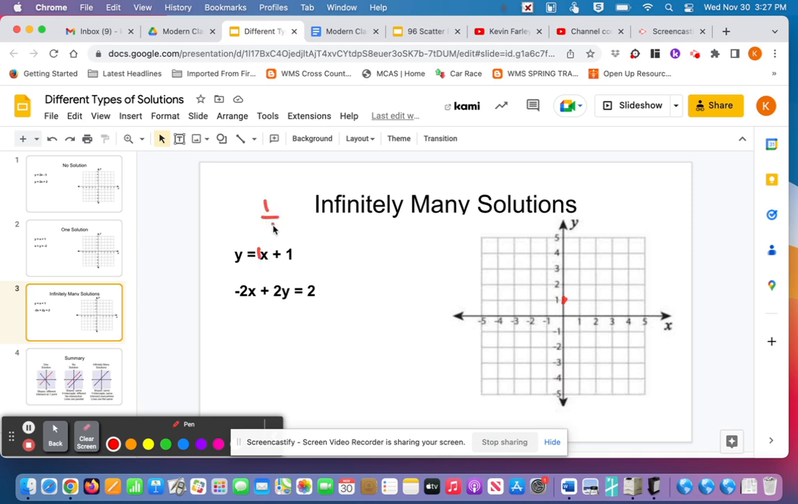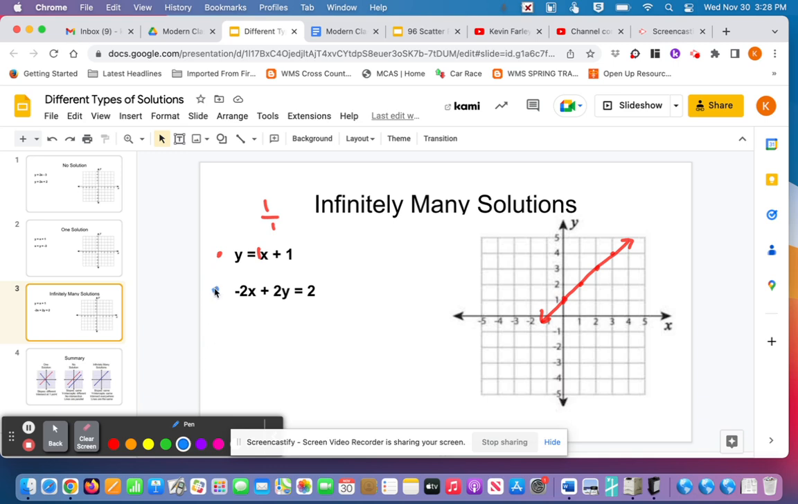Slope of 1 means 1 over 1. Rise 1, run 1. Rise 1, run 1. Do that and make your line. There it is. Red line, done. Let's go to this blue line.